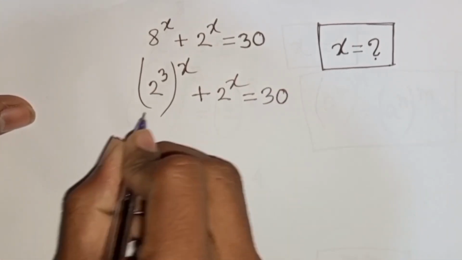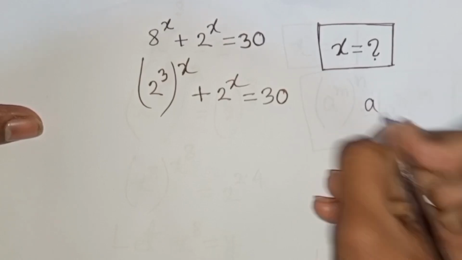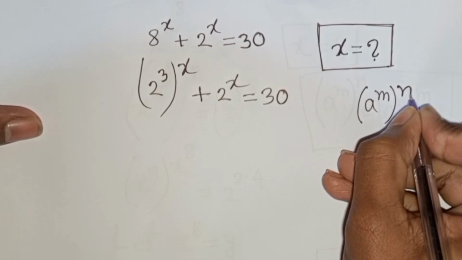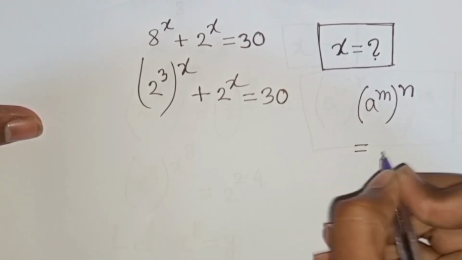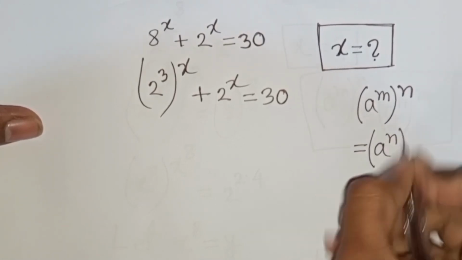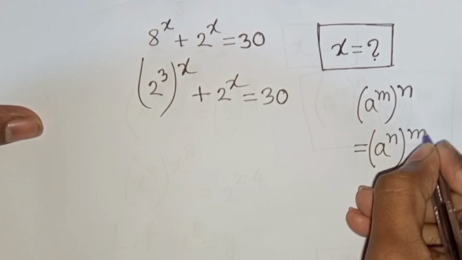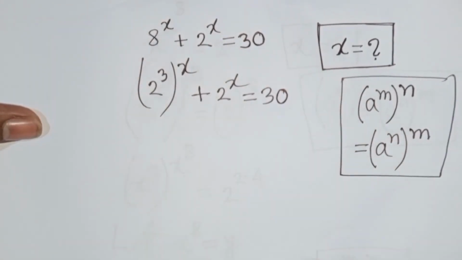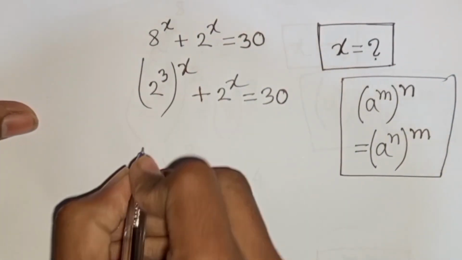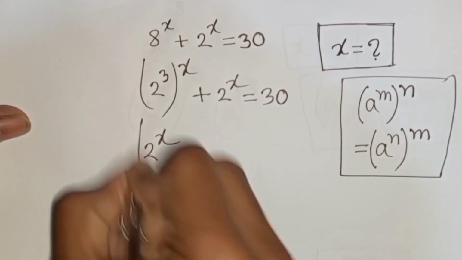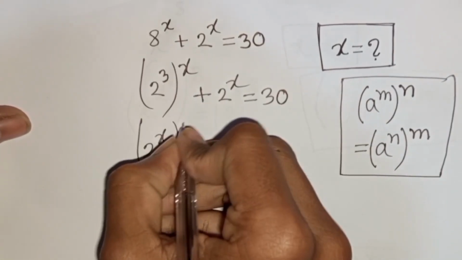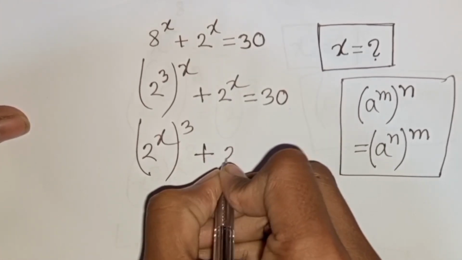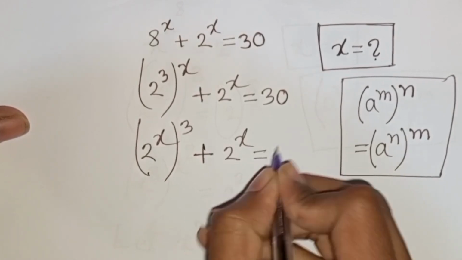Now here you can apply this exponential rule that a power m, bracket power n, is equal to a power n, bracket power m. So according to this rule, we can write here 2 power x, then bracket power 3, plus 2 power x is equal to 30.